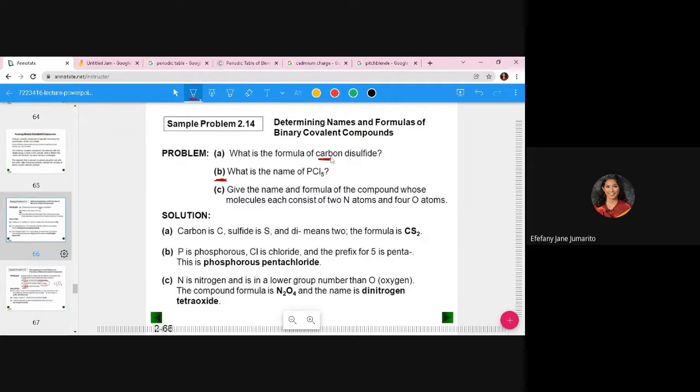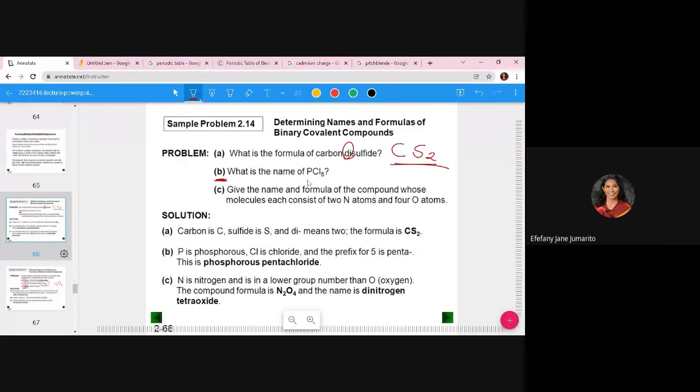Letter A. What is the formula for carbon disulfide? So, carbon, sulfide. S. 2. Cross multiply. C2S. Or, no. Diretso na. Carbon. So, 1 carbon. And then the disulfide, 2. S2. Diretso na ta class. So CS2.